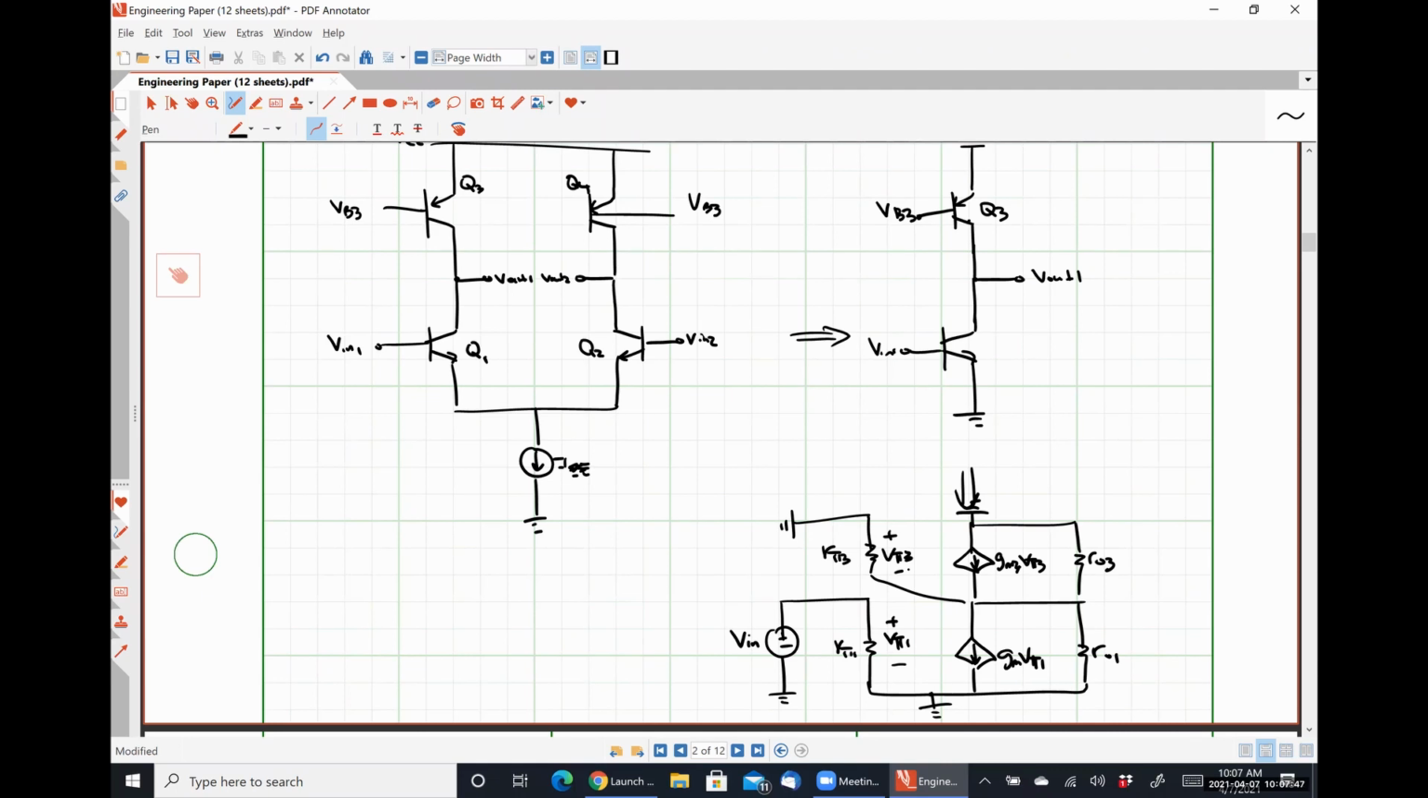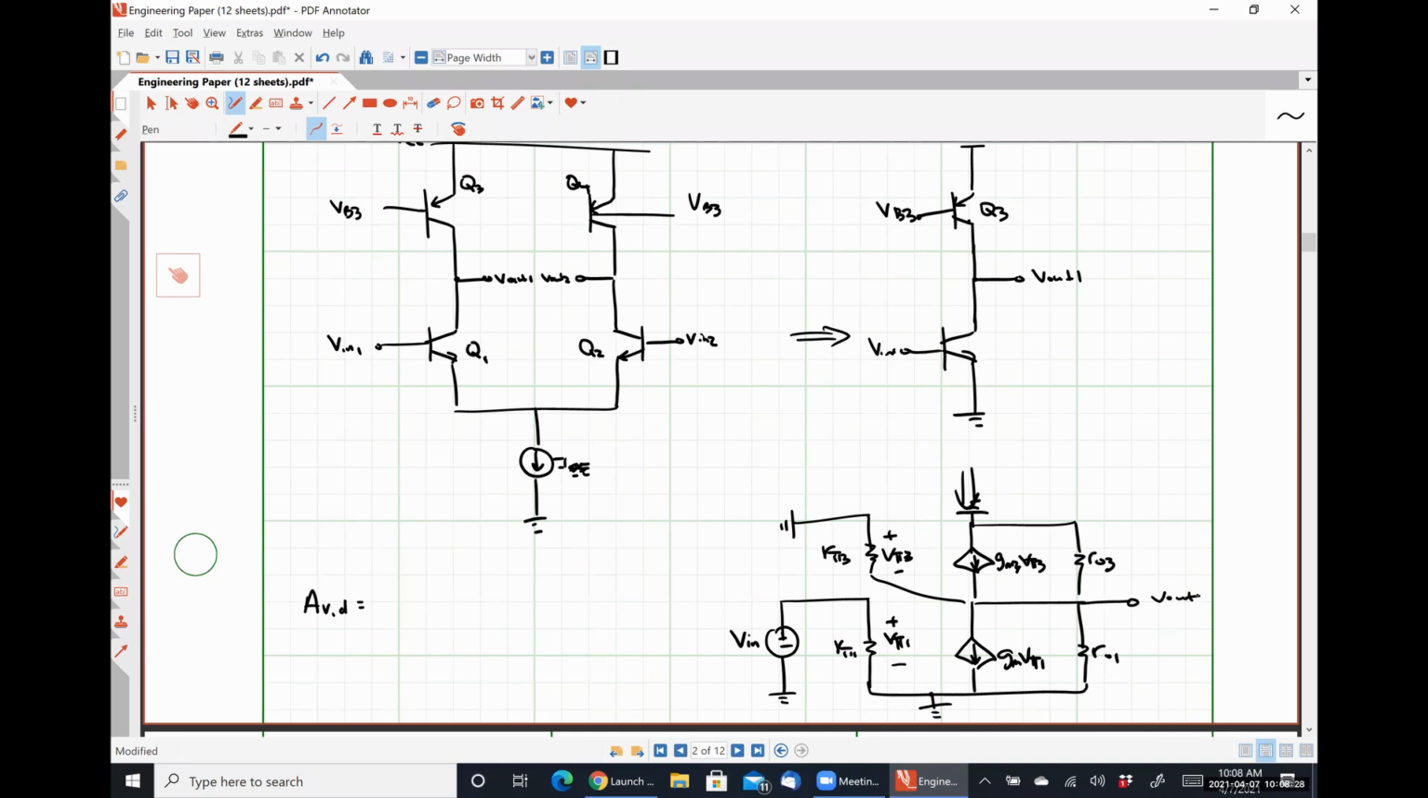All right, so this r0 3 is in parallel with this r0 1. So what's the overall voltage gain of this guy going to be? Negative gm1 times r0 1 in parallel with r0 3. Absolutely correct. In my opinion, you can get there using inspection, right? Let me be clear about what I mean by that.